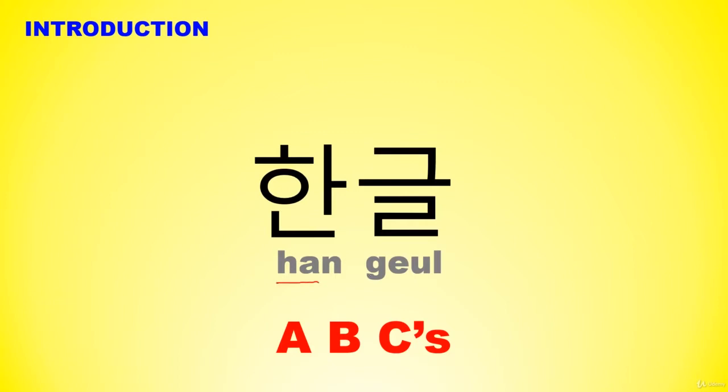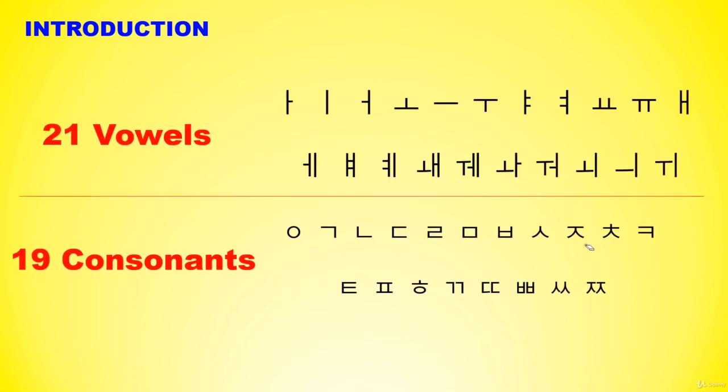Now look at these grey words over here. You can read them as Hangul. These English representations of each Korean character is called romanization. Do take note that for this course, there will be very minimal romanization. That is because there are certain sounds in Hangul that are difficult to represent using English words or letters. In fact, this is the only slide in the whole course that will contain romanization, so just bear that in mind. In Hangul, there are 21 vowels and 19 consonants.